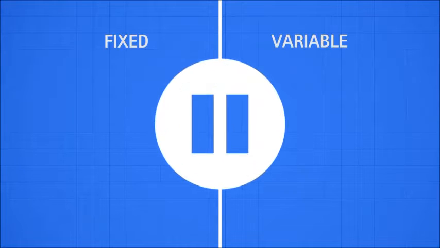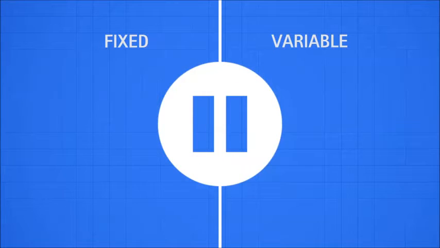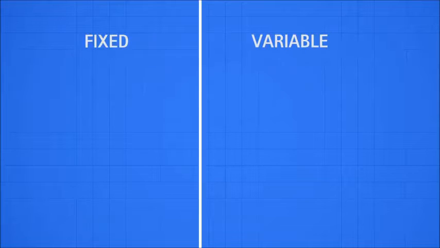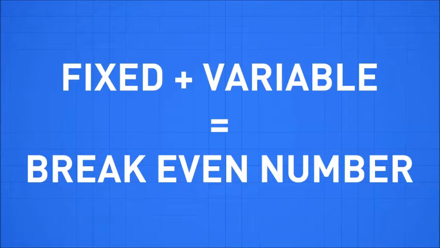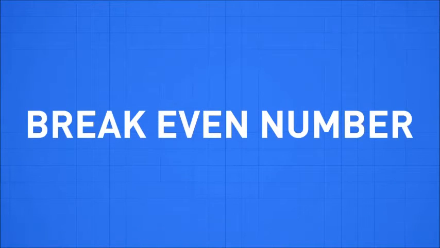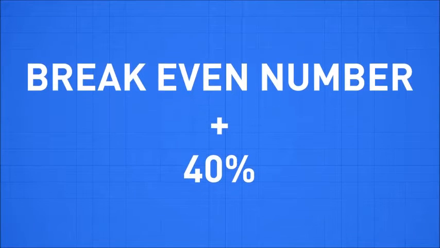Make 2 columns on your paper or spreadsheet, one for fixed costs and one for variable costs. Pause this video and write down every known expense you have in the appropriate column, and then come back here. Have you covered everything you could think of? Great. Now take your fixed costs and your variable costs, and now you have your break-even number. If you charge less than your break-even number, your business will lose money, and we definitely don't want that. If you'd like to make 40%, take your baseline break-even number and add 40%.